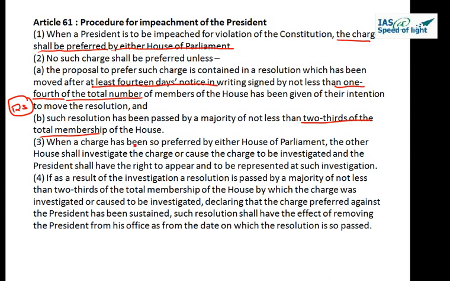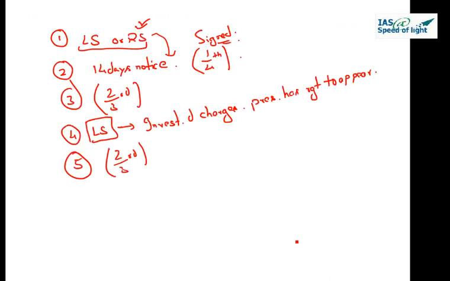Now the other house will investigate the charges, and the president shall have the right to appear and to be represented at such investigations. If, as a result of the investigation, a resolution is again passed by the second house, by not less than 2/3 of the total membership of the house, the president stands removed from his position. Till date, no president has been impeached. This we all know.